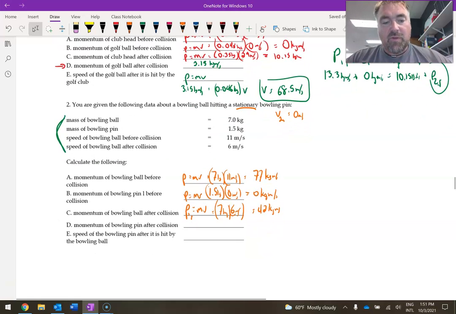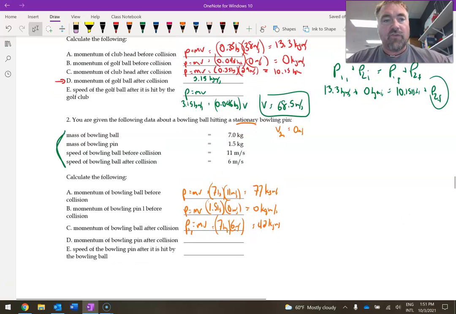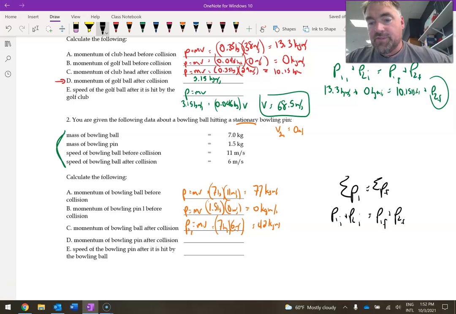Now they asked me for the momentum of the bowling pin after the collision. We run into the same issue as before. We don't have the velocity of the bowling pin after the collision, so I have to go through the law of conservation of momentum. Sigma p initial is equal to sigma p final. And a quick reminder, sigma means sum of. So P1 initial plus P2 initial is going to equal P1 final plus P2 final. Again, the reason for that is we know two objects before, two objects after.